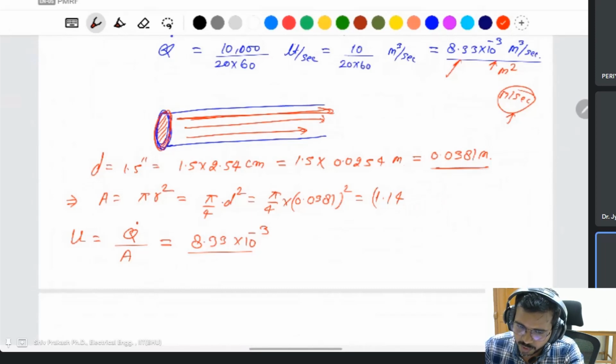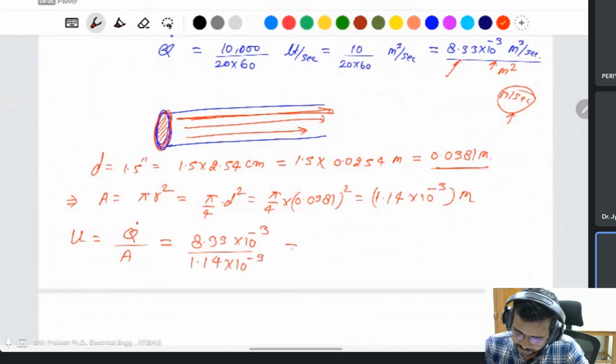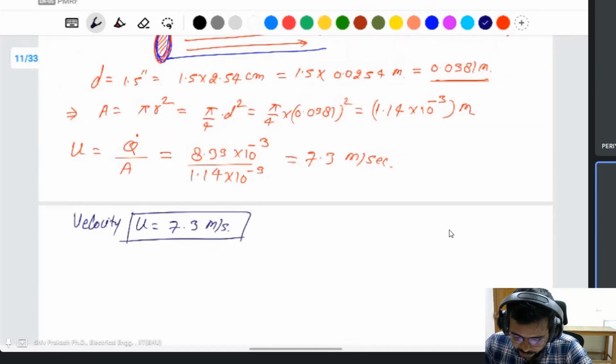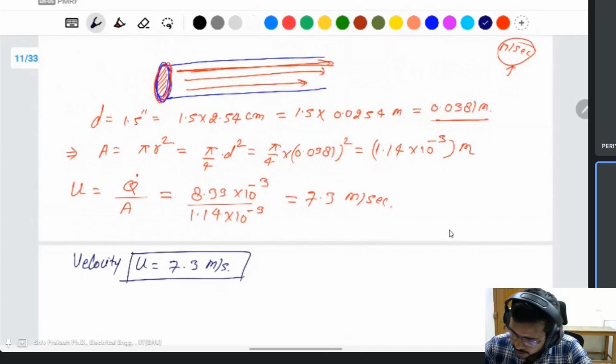Okay, sorry, this will be 3.44 into 10 to the power minus 3 meter divided by 1.14 into 10 to the power minus 3. And then 10 to the power minus 3 is cancelled out. This will be 7.3 meter per second. If you calculate the velocity of water, it will be water discharge divided by the cross sectional area. Then you can find this will be 7.3 meter per second.